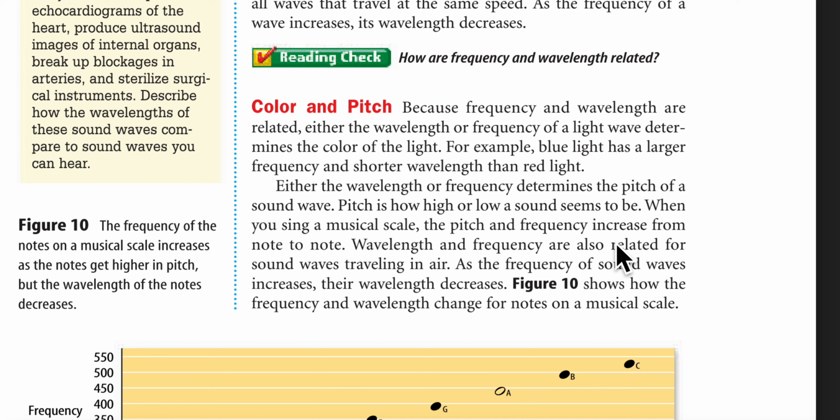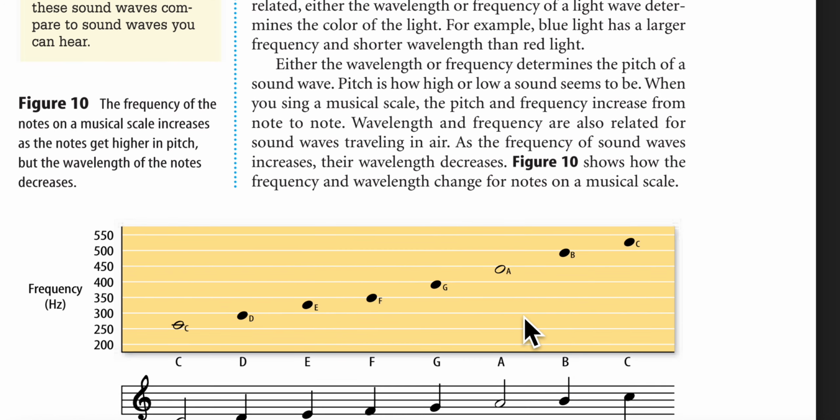Wavelength and frequency are also related for sound waves traveling in the air. As the frequency of the sound waves increases, their wavelength decreases. Figure 10 shows how the frequency and wavelength change from note to note on a musical scale.